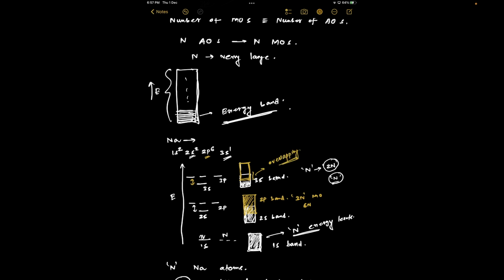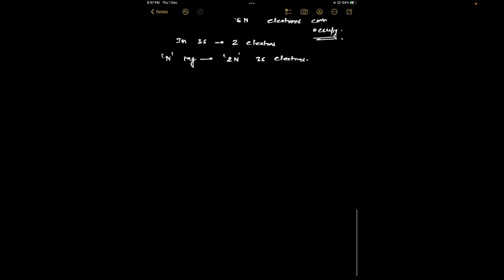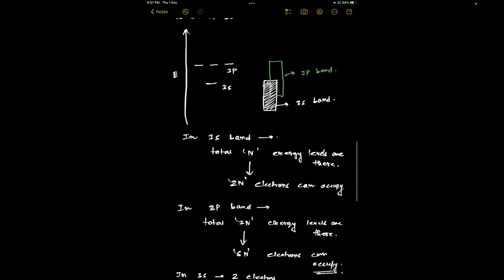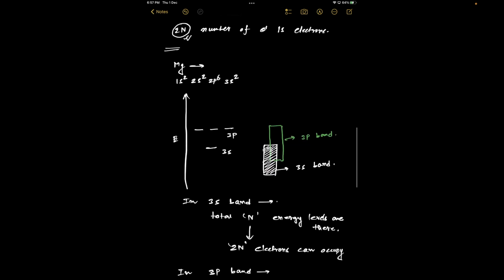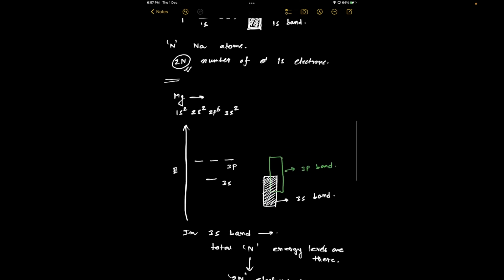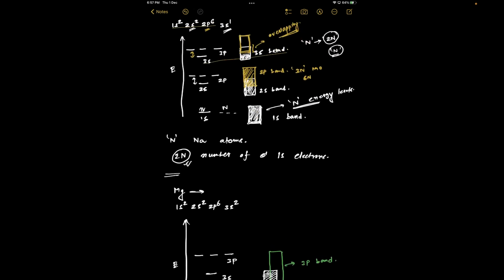But for other atoms, let's say the 3s and the 3p energy gap is very large. Let's say this is the 3s orbital and this is the 3p orbital. The energy gap is very large, right? Now when these two orbitals of n number of atoms overlap with each other and form a continuous band, there will be a 3s band here and a 3p band here. They will not overlap, but in this case they will overlap with each other. And for the magnesium case, the 3s orbital will be completely filled up, and for the sodium case the 3s orbital will be half filled like this.